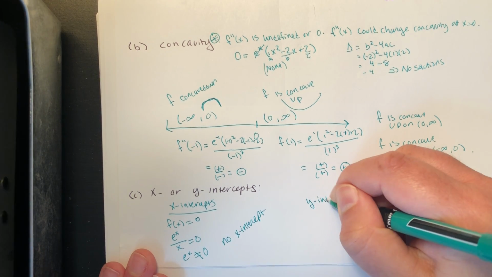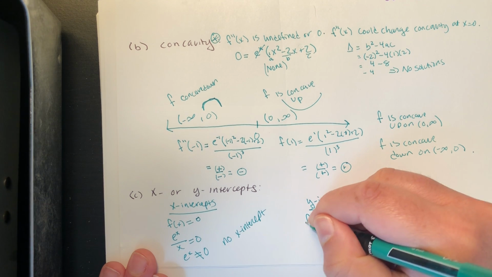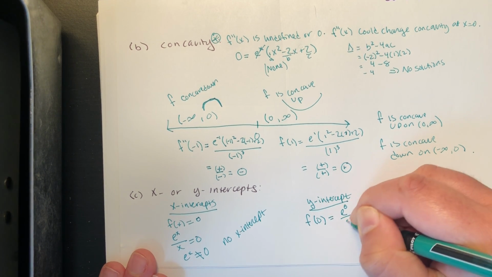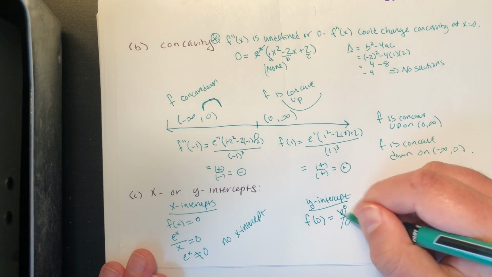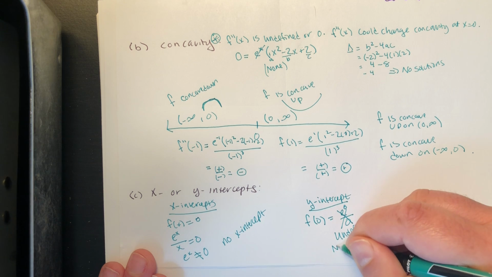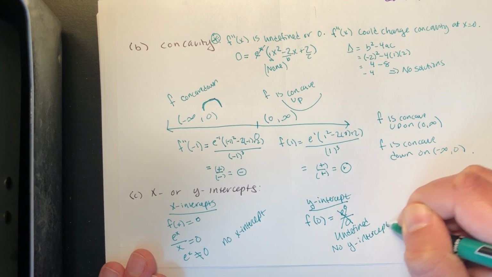For y-intercept, we do the opposite. We let x be equal to 0, so we actually evaluate this function at 0. We're going to get e to the 0 over 0. Uh-oh, we know this is undefined. So actually this graph has no y-intercept either. It doesn't cross the x-axis or the y-axis.